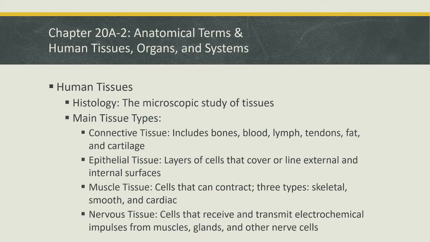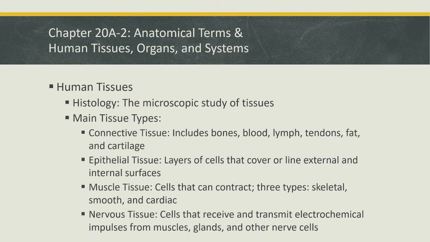Epithelial tissue: layers of cells that cover or line external and internal surfaces. So epithelial is not just your skin cells, it could also be the quote unquote skin of the outside of your stomach, the quote unquote skin of the inside of your small intestine, stuff like that. So, epithelial tissues. Muscle tissue: cells that can contract. That's basically what it comes down to.